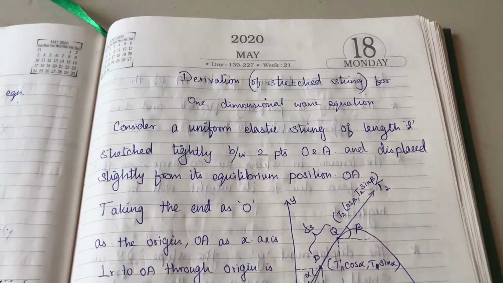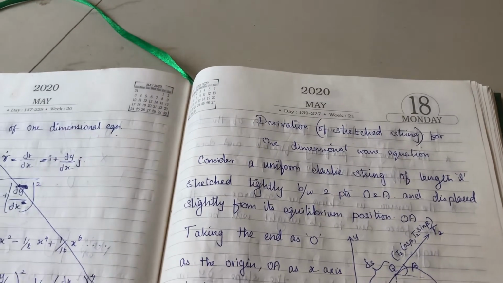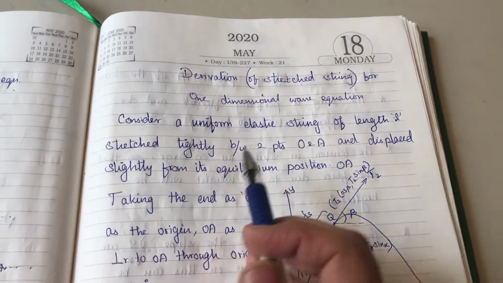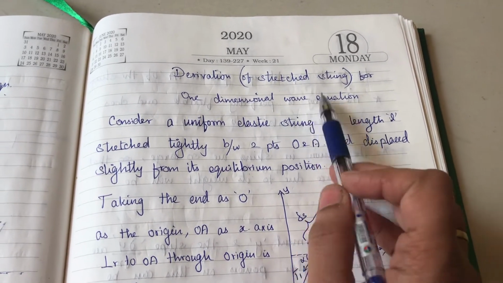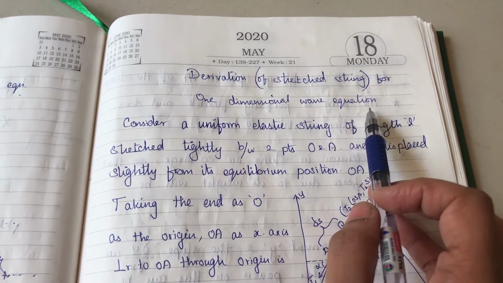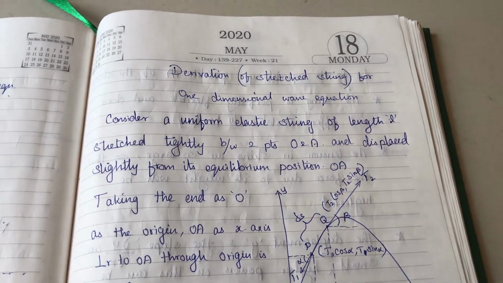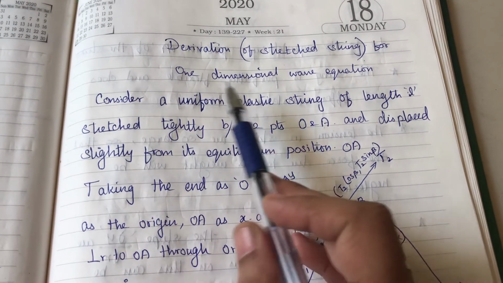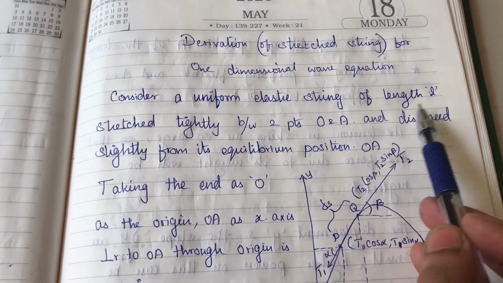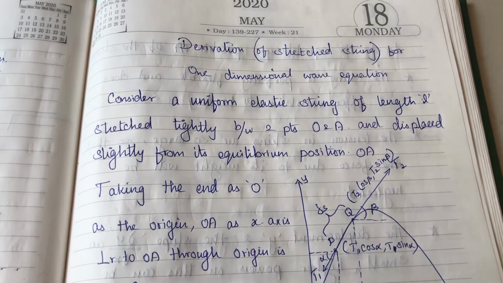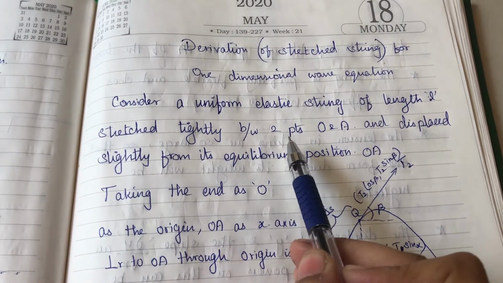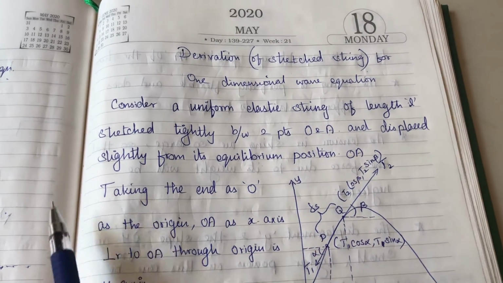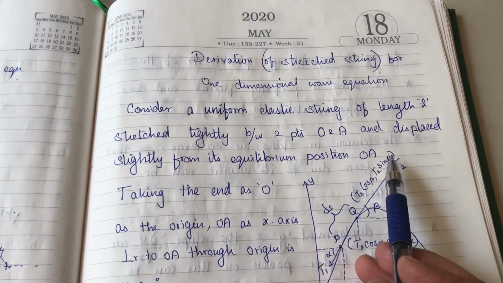Derivation of the stretched string for the one-dimensional wave equation. Okay, this is a derivation. How can we derive the one-dimensional wave equation? Then comes the heat equation. Up to this, the differential equation is completed. Let's see this. Consider a uniform elastic string of length L stretched tightly between the two points O and A, and displaced slightly from its equilibrium position OA.